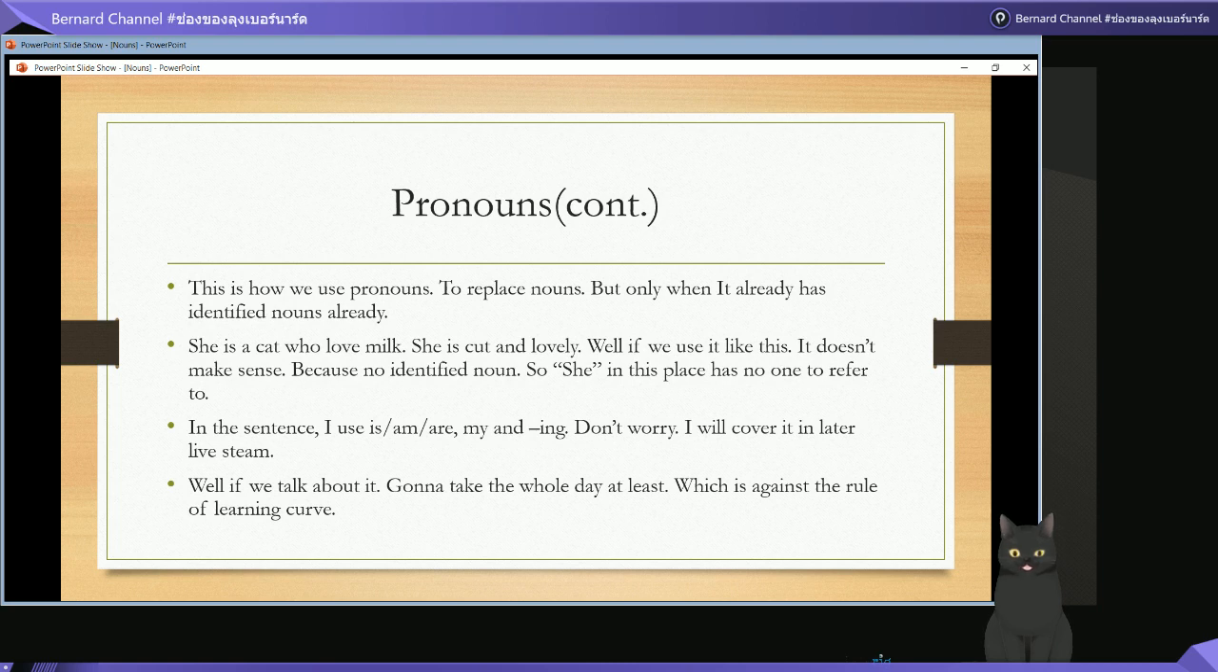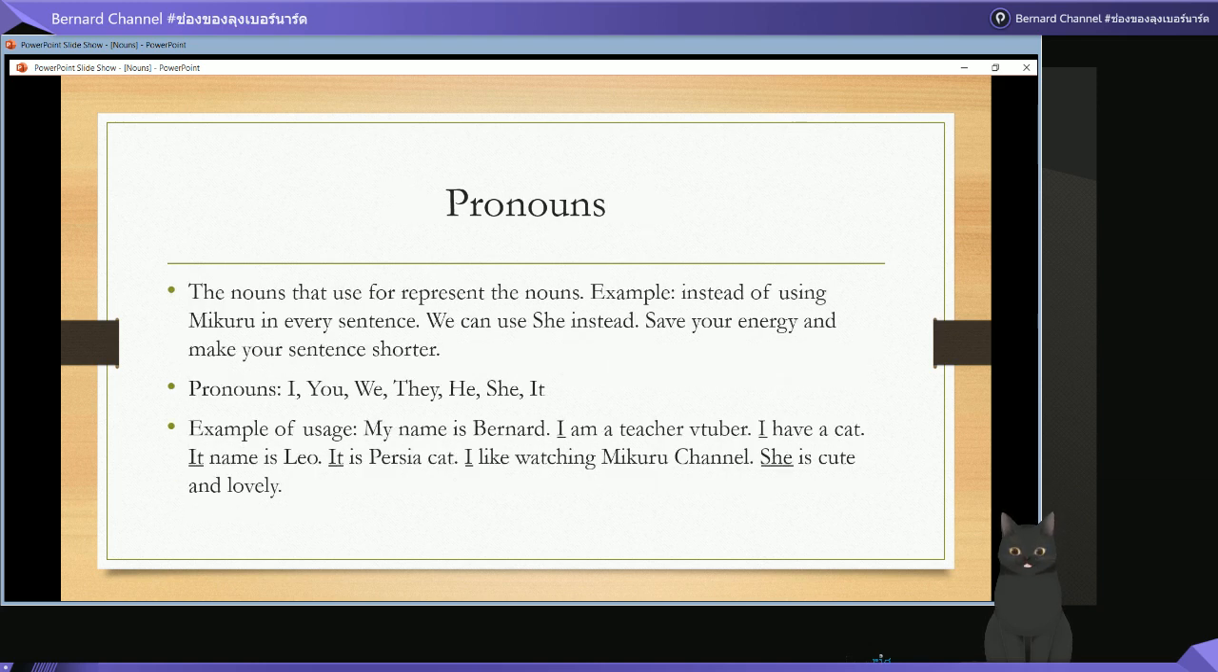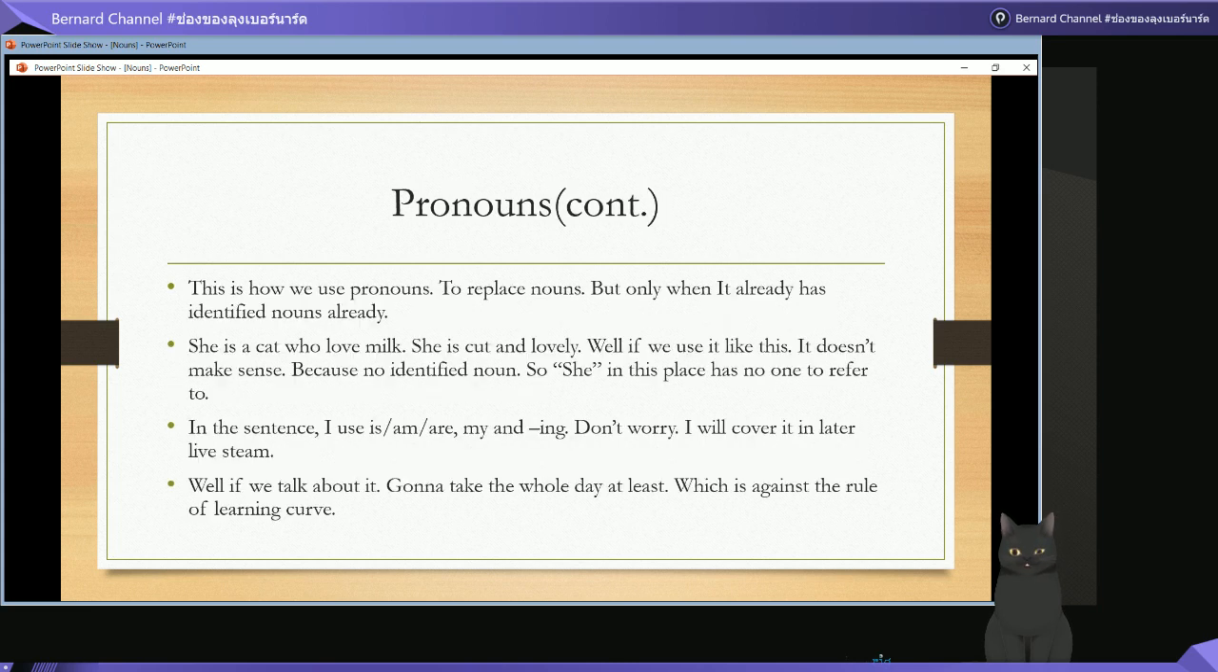In the sentences that I just used, I used the words is, am, are, my, and ing. This is a lot of subject I have to teach you, so don't worry. I'm going to cover it in a later live stream: is, am, are, and maybe the quantitative word and also the possessive pronoun. The pronoun alone is something like this, but there is the possessive pronoun that refers to these seven pronouns but also shows what they belong to. This is the possessive pronoun, and that's going to be another subject I have to teach you. And the ing thing is the tense: present simple, present continuous, something like that. But don't worry, I'm going to cover that later. That's quite a long run and a very long, very confusing subject too.